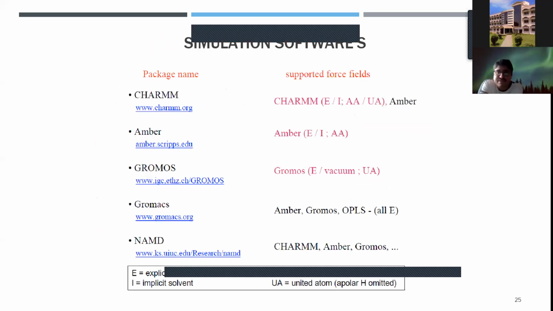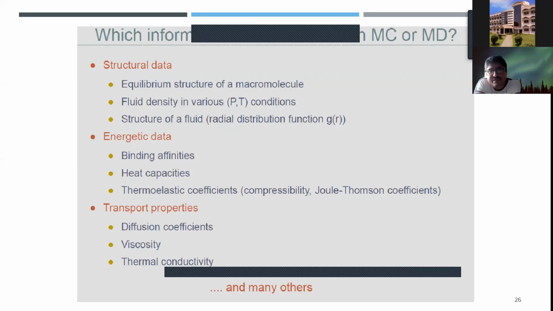There are different types of software programs available, like CHARMM, AMBER, GROMOS, GROMACS, and NAMD, or even Desmond from Schrodinger, to perform the MD simulation. Using these software programs, we can perform MD simulation, and then we can get structural data, or energy data, or some properties from this simulation.